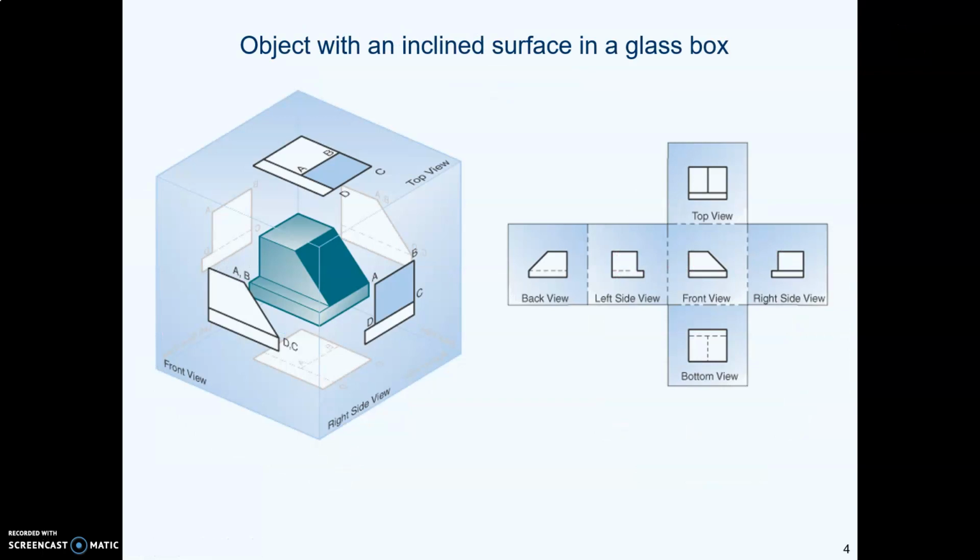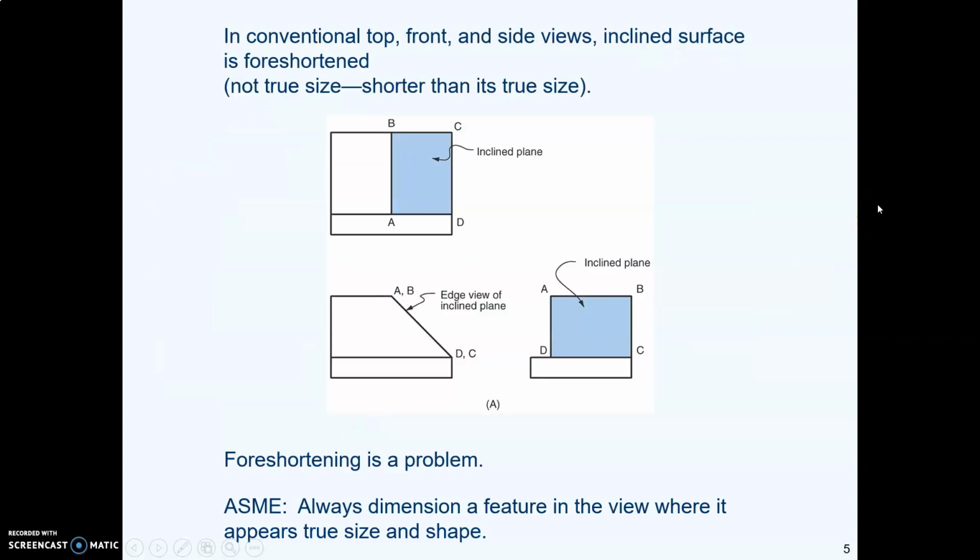Okay, what if you have an object that has an inclined surface, like this one has, a sloping surface, and you put it inside the glass box and you trace all those views, and here are the views you get. The problem with this glass box situation is that none of the views of that inclined surface are true size and shape. They are all what is called foreshortened.